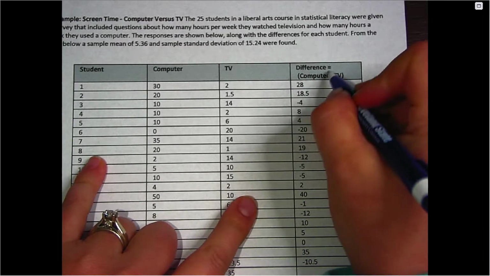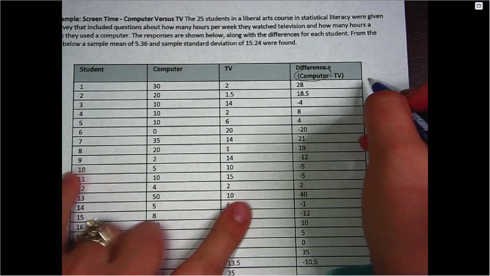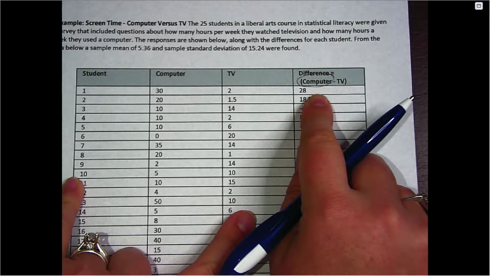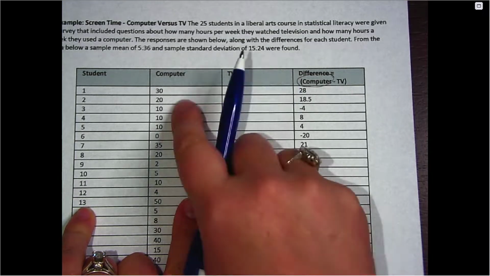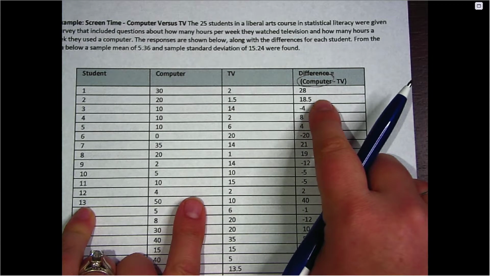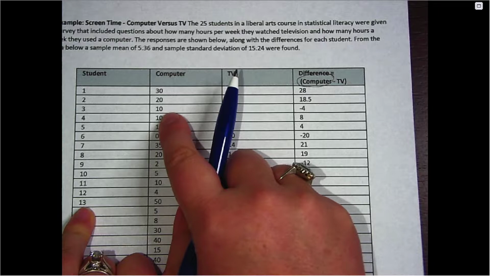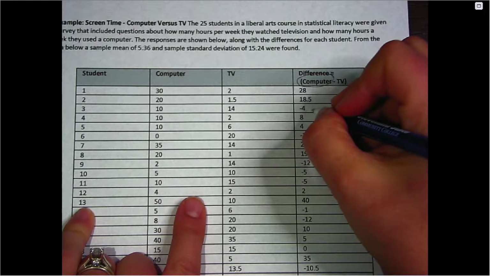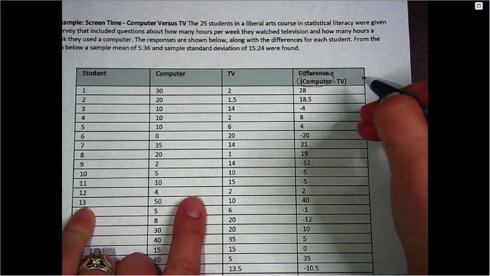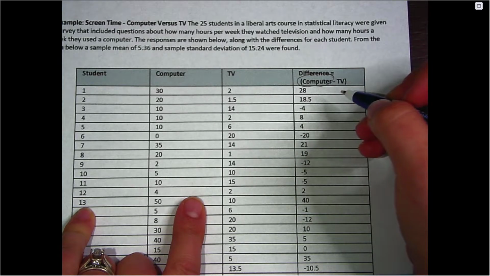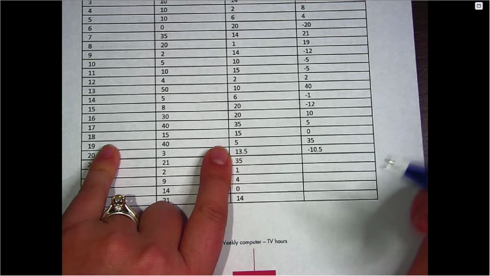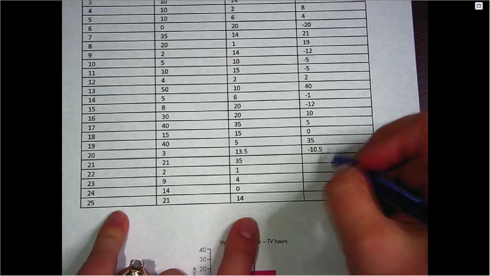The way the differences are calculated is computer minus TV. So 30 minus 2, this student had a difference of 28 for their computer versus TV time. 20 minus 1.5, their difference is 18.5. Now here for student 3, you notice that it's 10 minus 14, so we have negative 4. So in this situation, when it's negative, that means TV time is greater. If it's positive, it means computer time is greater. Down here, when we get to student 18, their difference is 0, which means there's no difference between their computer time and their TV time.